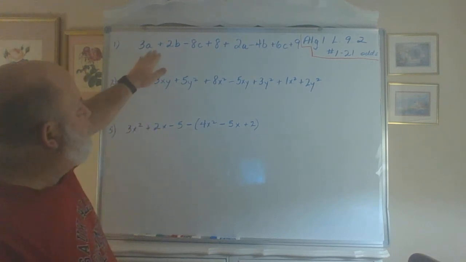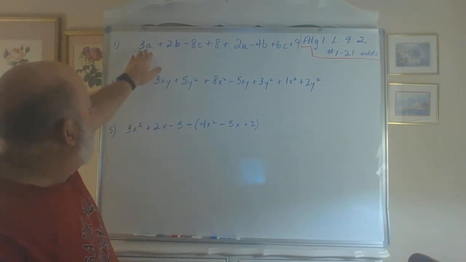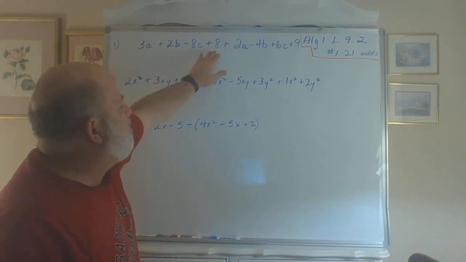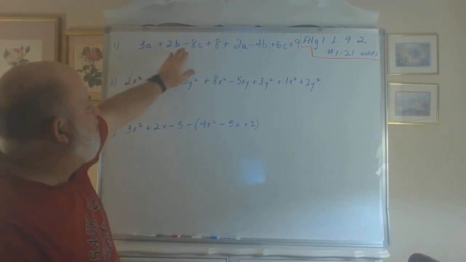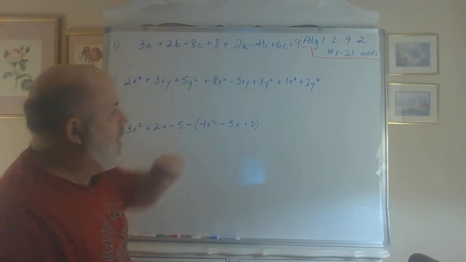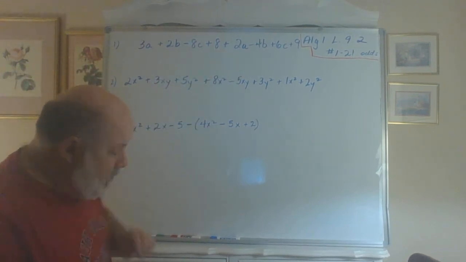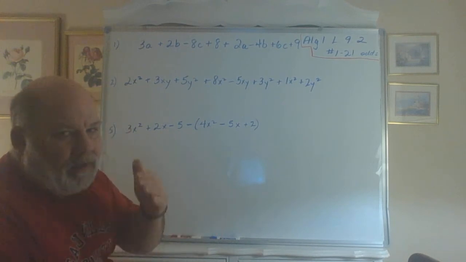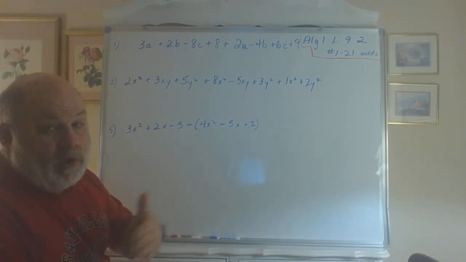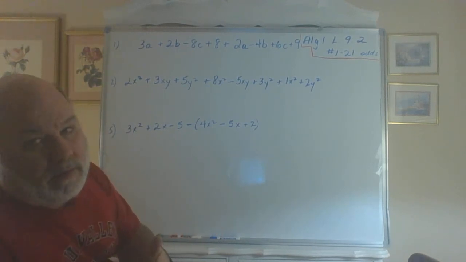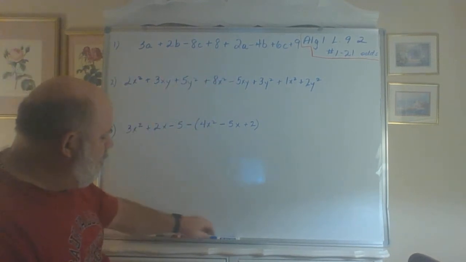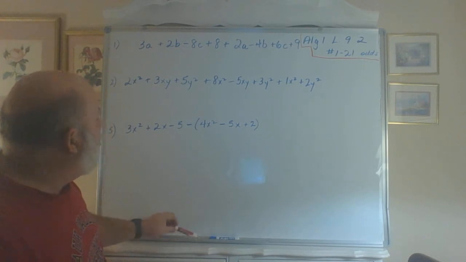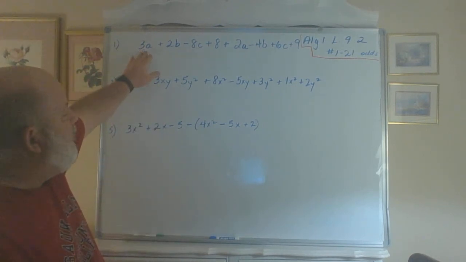In number 1, they set them up vertically. They have 3a plus 2b minus 8c plus 8, and right underneath it, they write 2a minus 4b plus 6c plus 9. I'm not going to bother doing them vertically, though you can. I'm going to do like they do in examples 3 and 4, where they do them horizontally, side by side. Here we have a 3a.